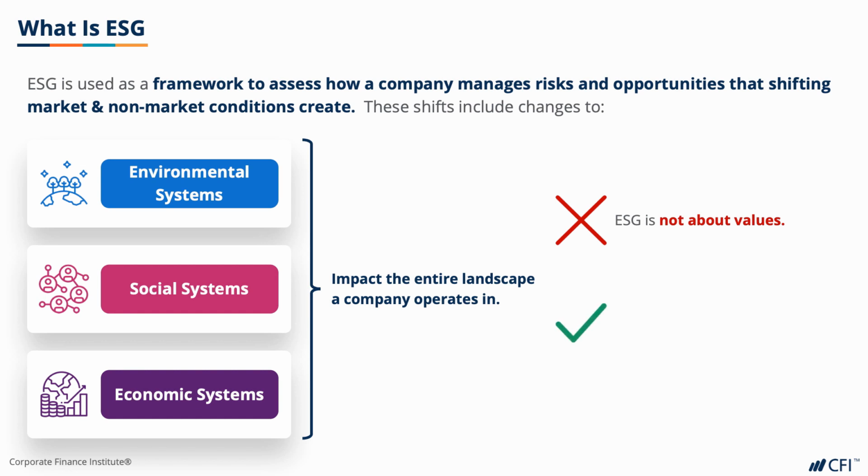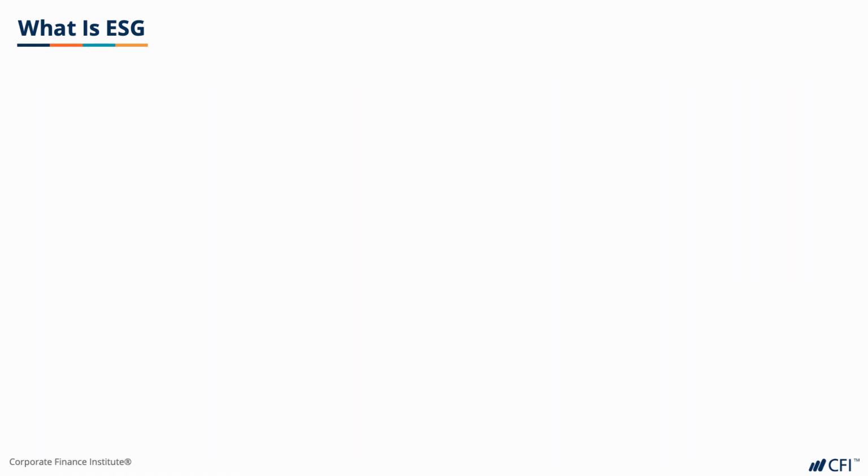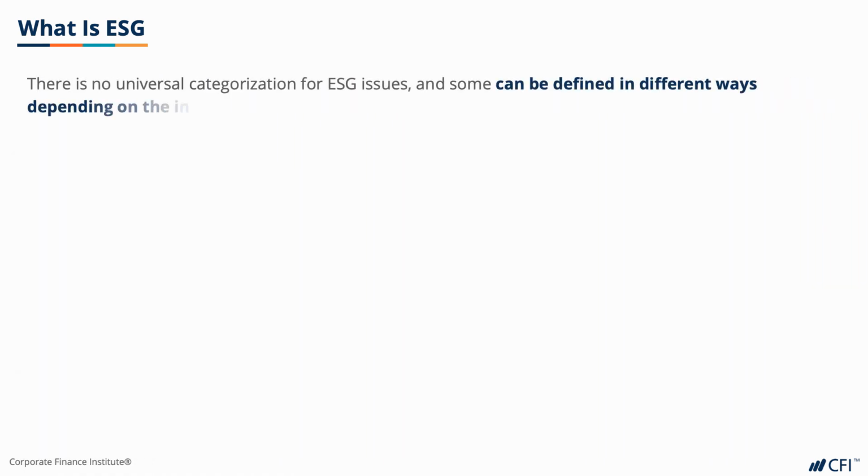Although ESG can touch upon socially conscious concepts, ESG is ultimately not about values. ESG is about the ability to create and sustain long-term value in a rapidly changing marketplace, economy, and world, and managing the risks and opportunities associated with these changes. It's important to note, there is no universal categorization for ESG issues. Some issues can be categorized or defined in different ways, depending on the industry, the unique characteristics of the company, or their business model, or the standard used to disclose information.